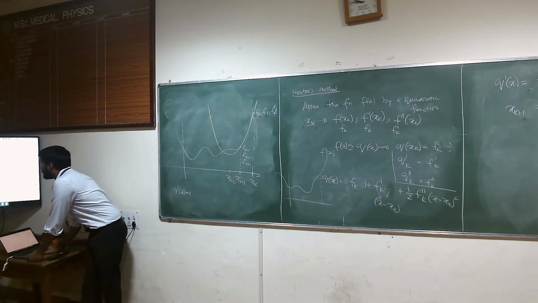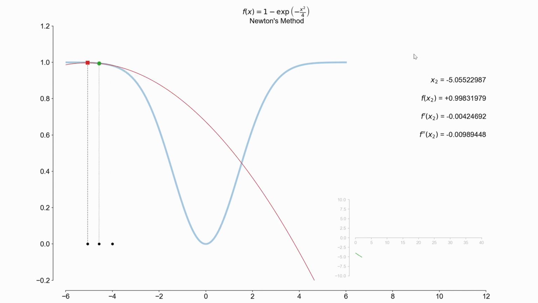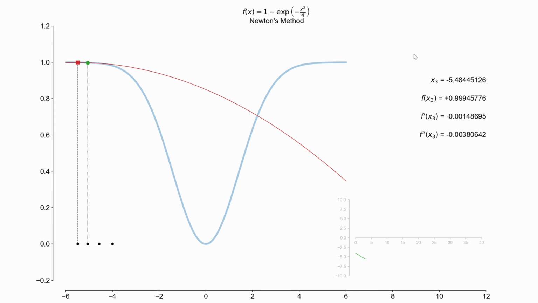I'll show you another function where the function looks very benign. And in fact, it is. But then the behavior is extremely bad. This is simply 1 minus e power minus x square. Okay. But the unfortunate thing is the second derivative of this function at almost all points, except for a very small region here, is all negative. So if you start anywhere outside, you'll simply continuously move away from the minimum. So if I start from another point, I simply move away. I don't come closer.